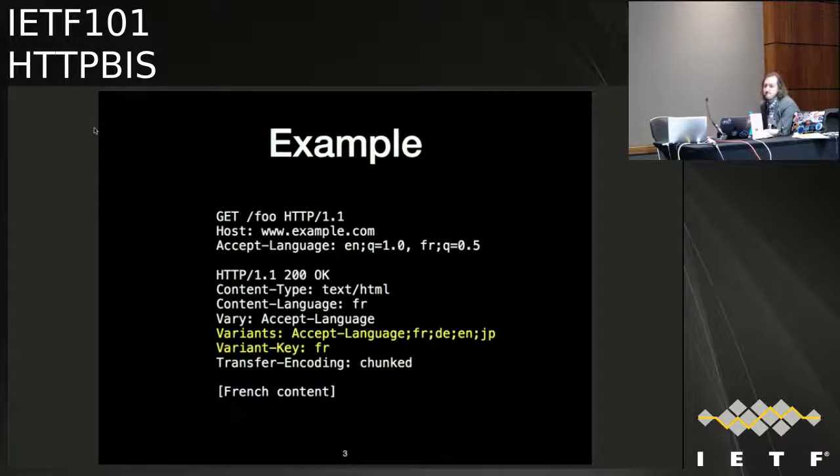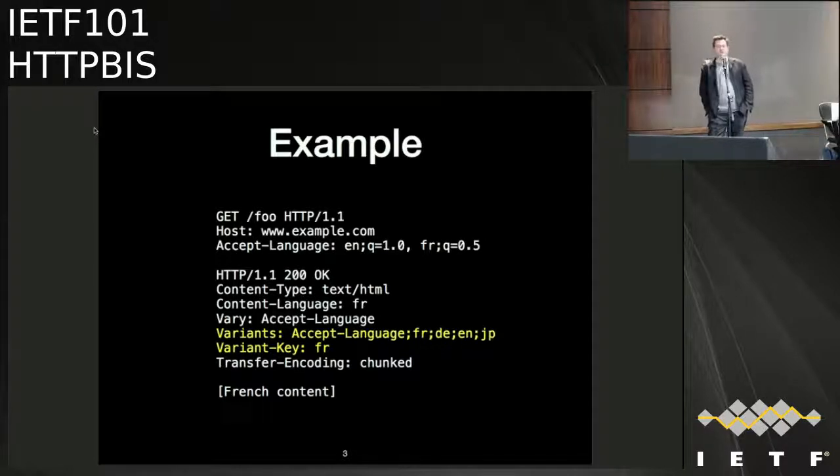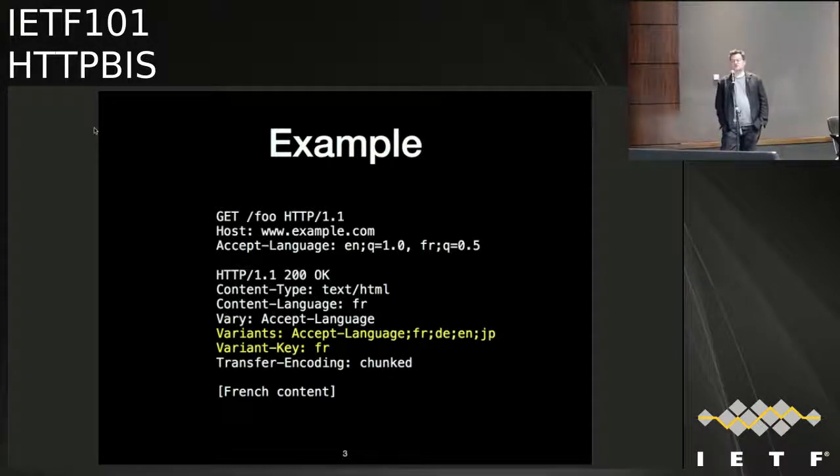So this is an example, just to refresh your memory. The Variants header conveys the request headers that help form the secondary cache key, along with the possible values for each request header. And the Variant-Key says which of those values was used to select this particular response.